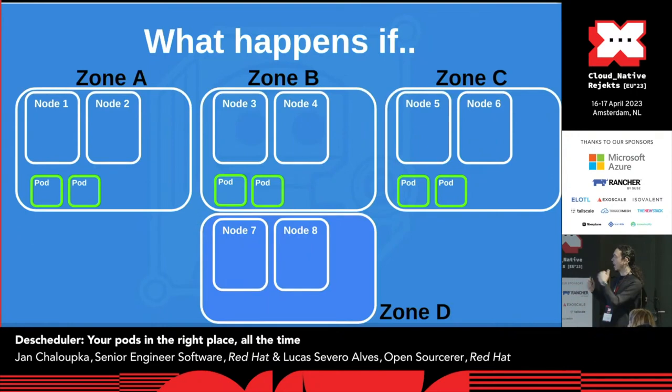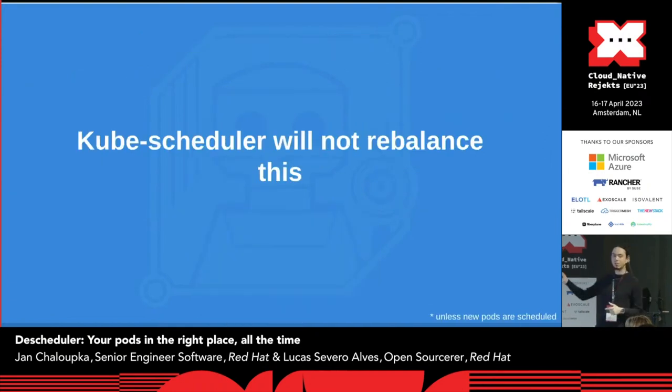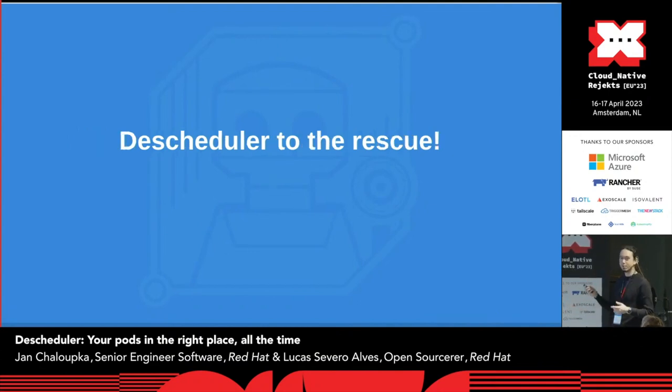So let's say, what happens if you get a new zone with new nodes, but no new pods? So this is an unbalanced environment. You have a new zone that has no pods, and all the other zones are full, let's say. Kube-scheduler will not rebalance this. This is placed. Kube-scheduler just gets a pod and will place it in a zone or in a node. Descheduler comes to the rescue.